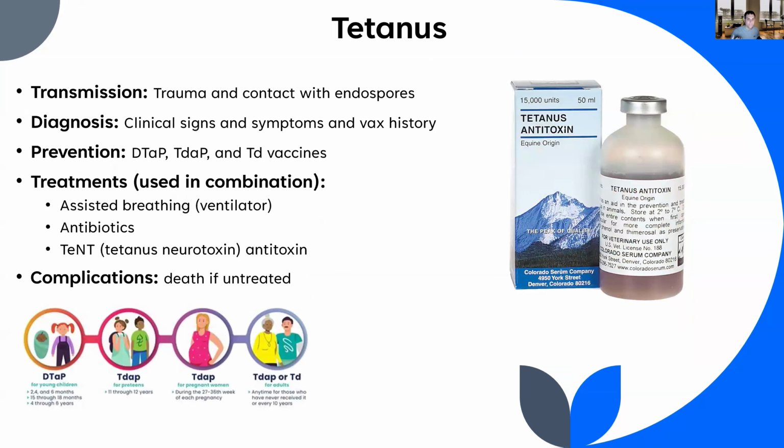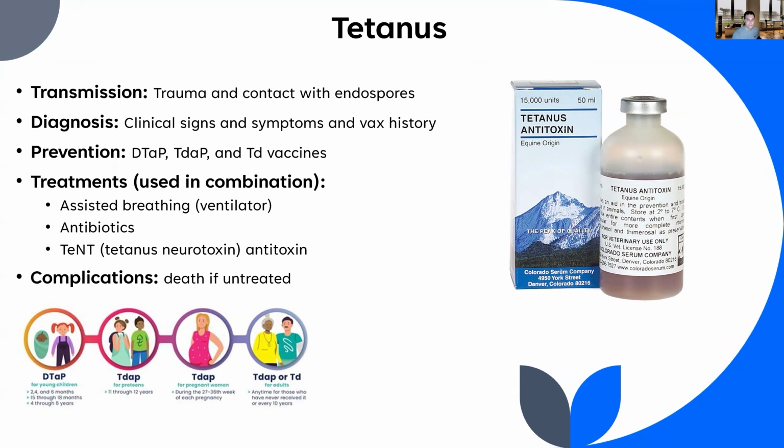So how do we get this? Like I said, trauma and contact with the endospores. So this needs to find a way to get into your body, and it's usually going to be through a puncture wound or some other type of cut or scrape. Diagnosis, clinical signs and symptoms will do that for you, but you also want to look at the patient's vaccination history. Are they unvaccinated? When was the last time they got a booster? Has it been 10, 20 years since they had a booster? Then they're probably susceptible.